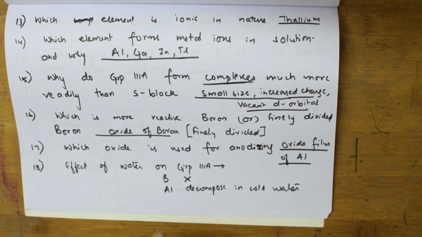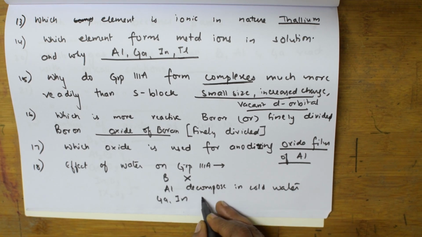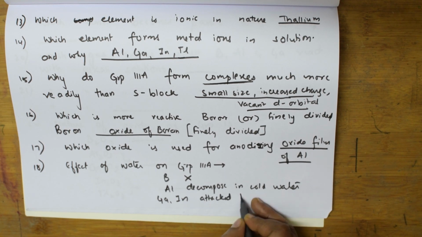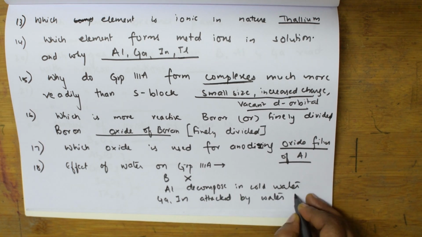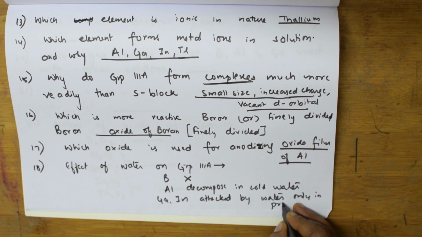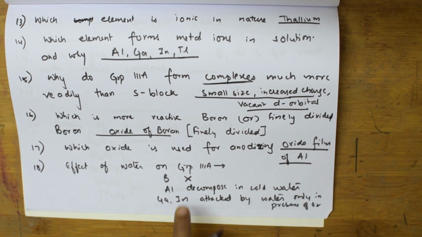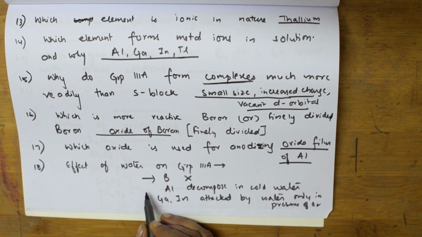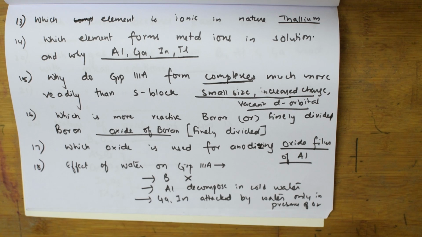Done. Next, when it comes to gallium and indium, they are attacked by water only in the presence of oxygen. Remember, gallium and indium are attacked by water only in the presence of oxygen. So boron does not react, aluminium decomposes in cold water, and gallium and indium decompose only when an oxide layer is not present. That's important. Next one, gallium and indium, when will they be attacked by water? Only in the presence of oxygen.